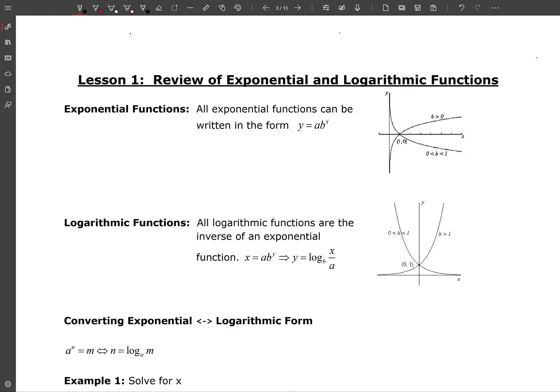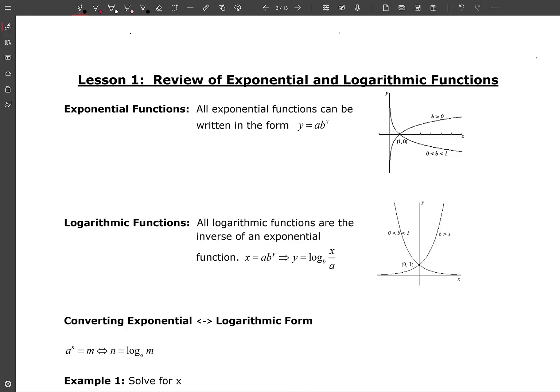Why, hello there, everyone. How nice of you to join me today on Lesson 1, Review of Exponential and Logarithmic Functions, as we begin this unit, Exponential and Logarithmic Functions, but with calculus. So let's take a look and remind ourselves what exponential and logarithmic functions are.